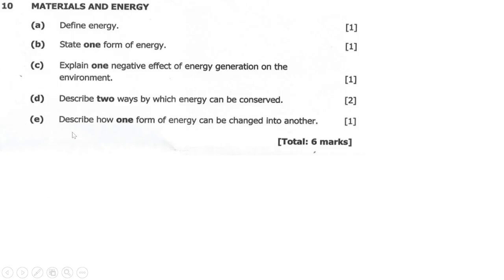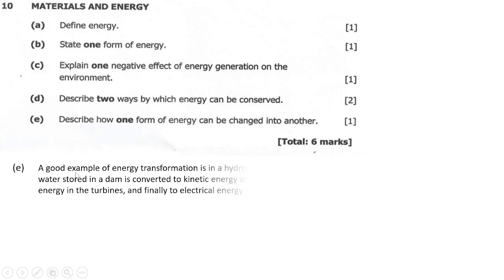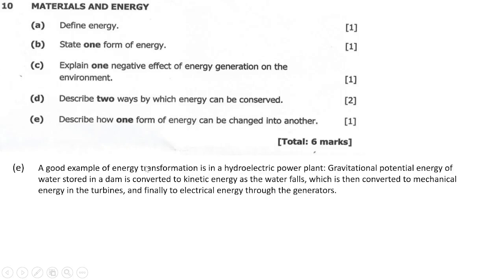Okay, then E says describe how one form of energy can be changed into another. So we can say a good example of energy transformation is in a hydroelectric power plant, where the gravitational potential energy of water stored in a dam is converted to kinetic energy as the water flows, which is then converted to mechanical energy in the turbines, and finally to electrical energy through the generators.